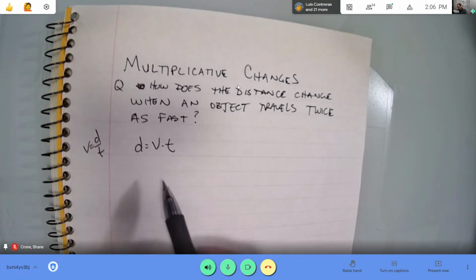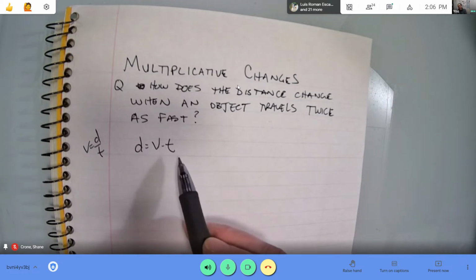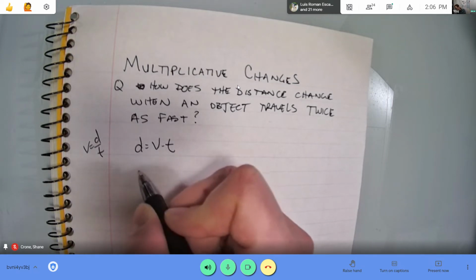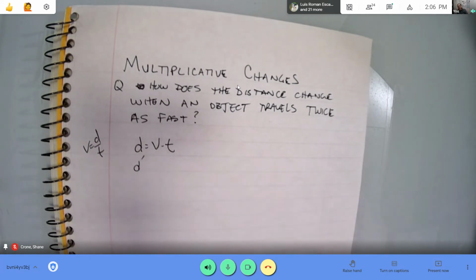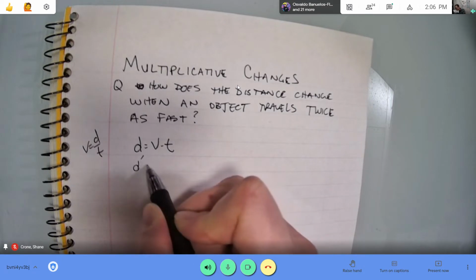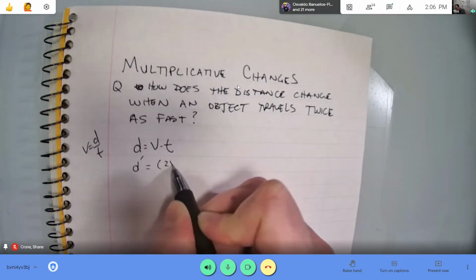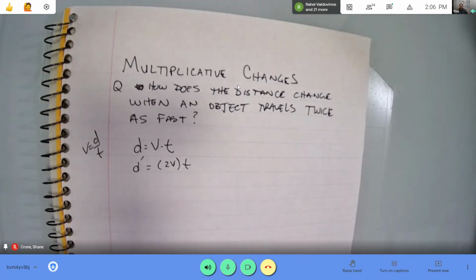D is equal to some velocity times time. Now what I want to do is make a second calculation, d prime. This will be the new distance, the distance after this change has occurred. That would be equal to, and I'm going to put in parentheses anything I changed. I only changed the v. So in parentheses I say 2 times v, and then that's going to be multiplied by the same time, right? Because it would not be a fair comparison if we changed the time also. So we're only changing the speed, and we want to know what happens to the distance.